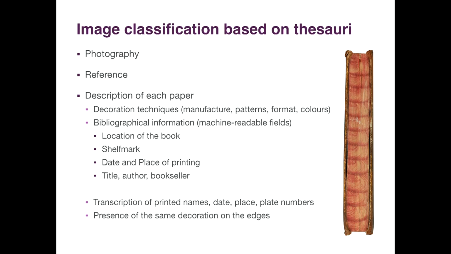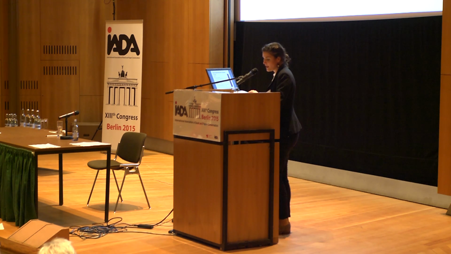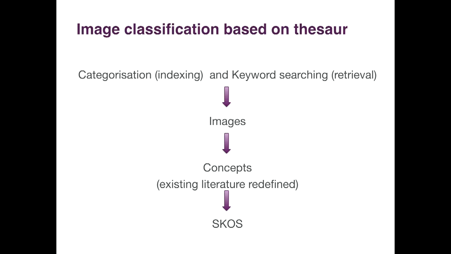In addition to photographs and reference, each paper is defined according to manufacturing techniques, patterns, decorative formats, colors, but also bibliographical information about the books on which the paper is found, and any date, number, or name printed on the paper should be transcribed, of course, as well as any useful information. So a collection of images, but how are they organized in order to be retrieved? To allow categorization, which is the indexing of decorated papers, and keyword searching, which is the retrieval of these images, they are accompanied by concepts which are organized based on the SKOS standards and adapted from the existing literature.